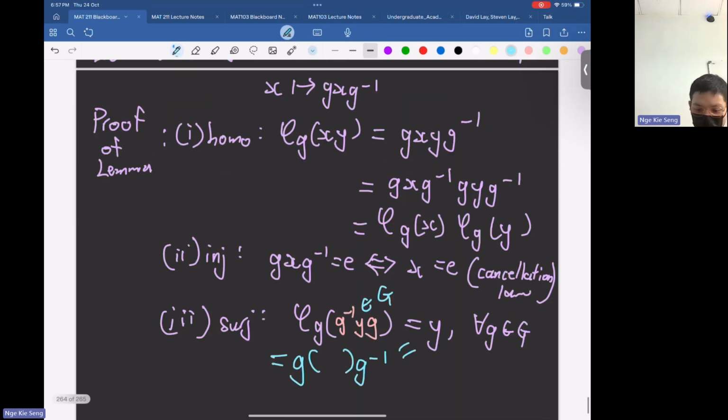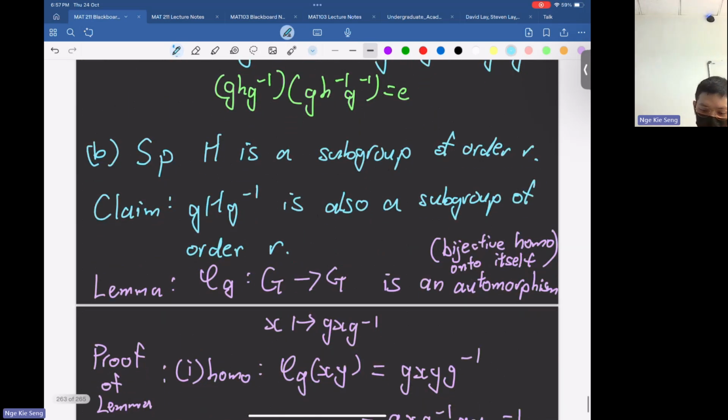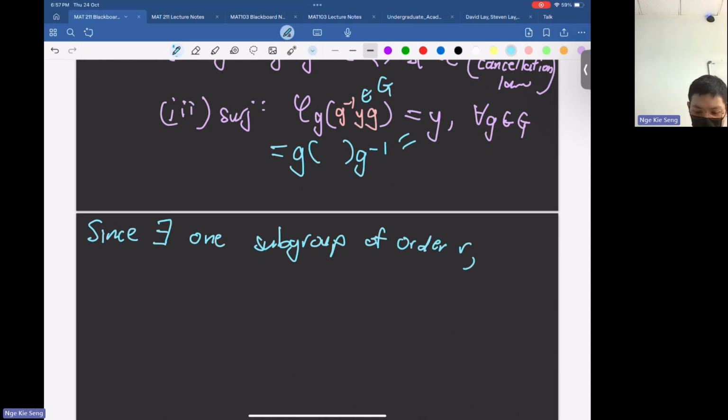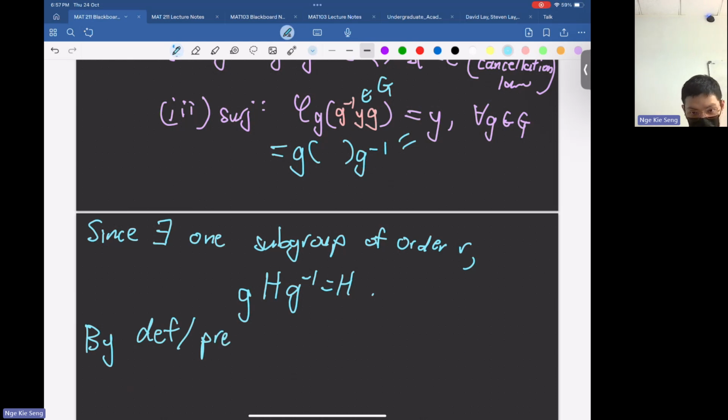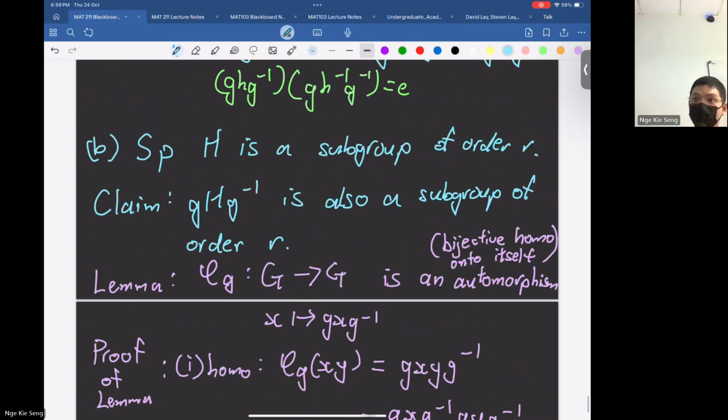But the question says there's only one subgroup of order R. Now we found two subgroups of order R. Meaning what? These two have to be the same. So since there's only one subgroup of order R, these two have to be the same. And what do we say if a subgroup satisfies g H g inverse equals H? Almost by definition, or by the previous proposition, we know that H is actually normal. So we rely on the fact that we have a bijection between g H g inverse and H.